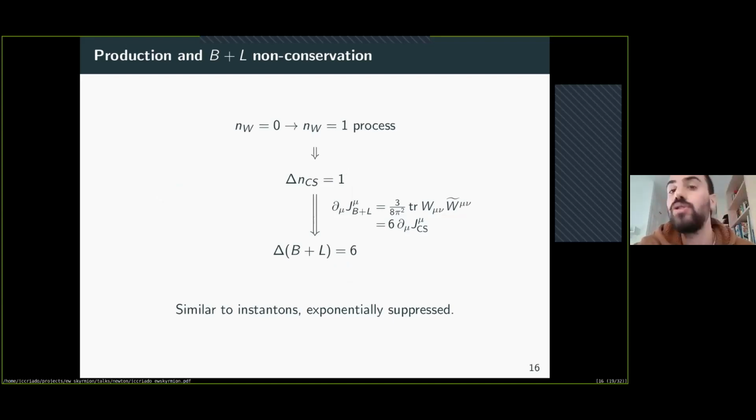And it is similar also, of course, in the sense that you are jumping from some minimum of the energy over a finite energy barrier of a few TeV down to another minimum of the energy. And since instantons are exponentially suppressed, we expect that the same happens to skyrmions. So unfortunately, it seems that you cannot observe them in the near future in colliders.